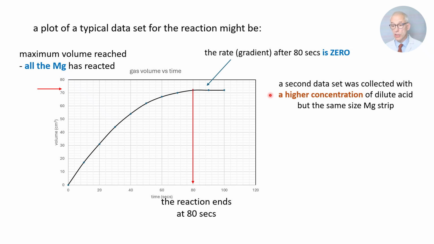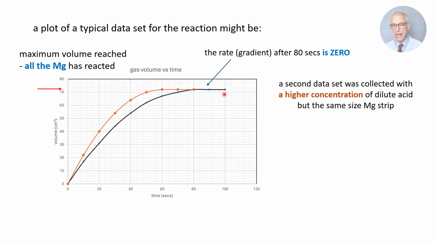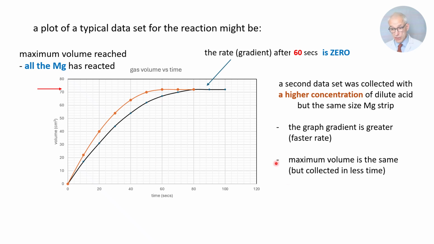Okay, so we've got a higher concentration of dilute acid, but the same size magnesium strip. So we'll end up with the same end volume because we've got the same size of magnesium strip. But because we've got a more concentrated acid, the rate of reaction as represented by the steepness or the gradient of the data curve will be greater. So we've got a steeper curve, meaning the reaction is faster. The maximum volume is the same, but it is collected in less time.